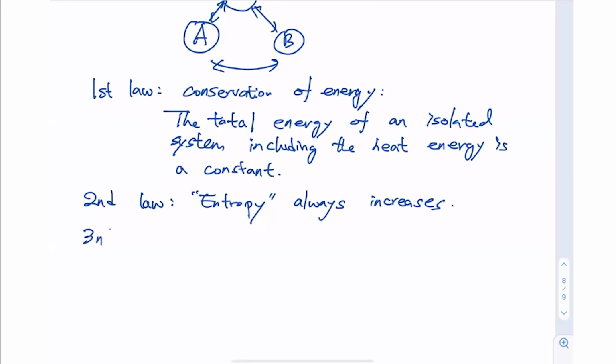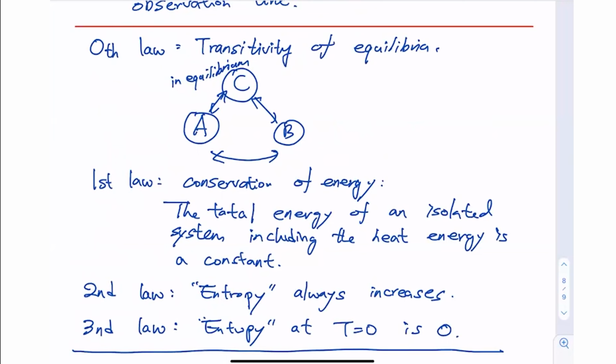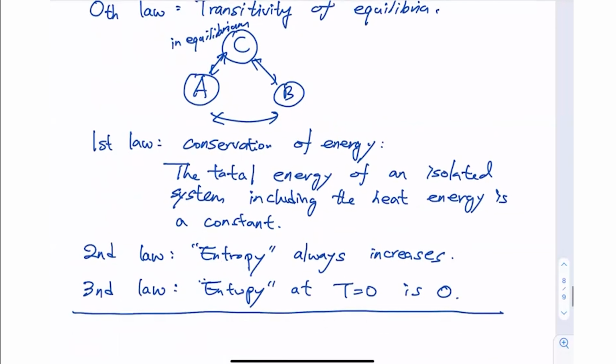And then the third law is the entropy at T equal to 0 is 0. Okay. So it depends on how thermodynamics is introduced. Some textbooks or some courses will use those three laws, including the 0th law of thermodynamics, to formulate the whole framework. Okay, but I'm not going to use this way of describing thermodynamics.